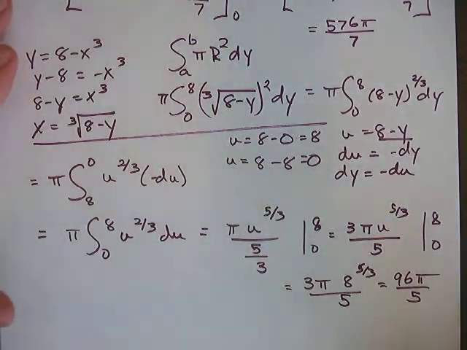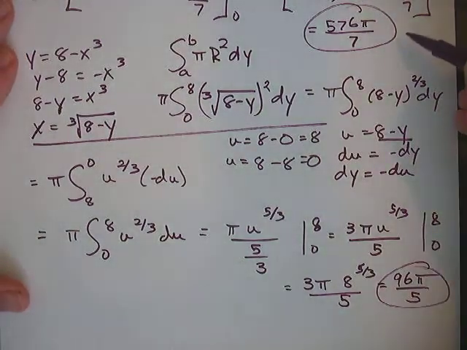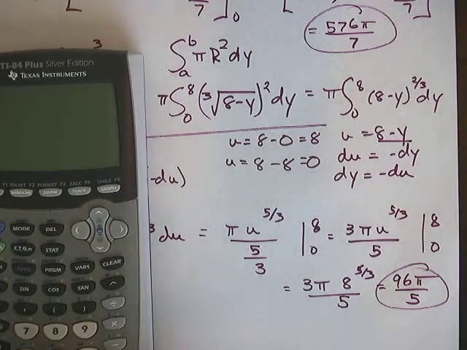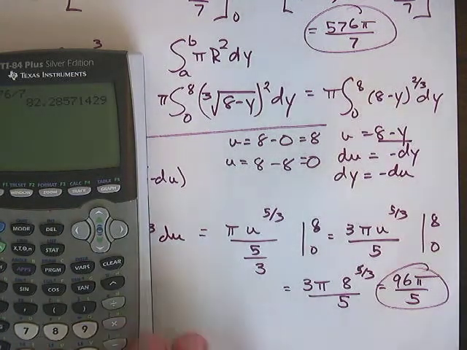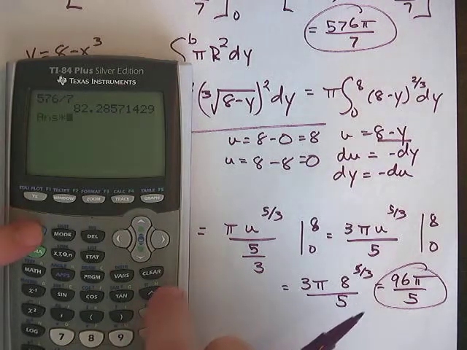Okay, so the question was, we have our volumes here. This was with the x-axis, and this was with the y-axis. We need to compare them. Let's see which one is bigger. It looks like the 576 is bigger, but let's pop it into our calculator. So 576 over 7. And we can multiply the pi, but it doesn't really matter. They both have a pi. If you want to multiply by pi, that's fine. Let's go ahead and do that.